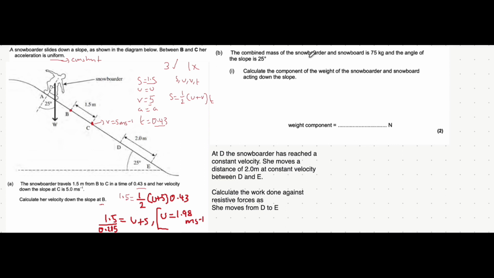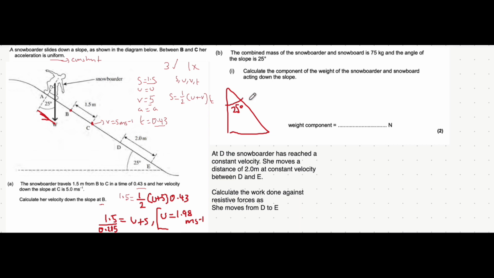It tells you the combined mass of the snowboarder and snowboard is 75 kg, and the angle of the slope is 25 degrees. Calculate the component of the weight of the snowboarder and snowboard acting down the slope. Acting down the slope is in this direction here. The weight acts vertically downwards, I'm sure you guys know that. So the component of weight that acts down the slope is this component here. What I'm hoping you guys are seeing is that it forms a right angle triangle with this component perpendicular to the slope. Let's draw out that right angle triangle. We know that this angle here is 25 degrees, the angle between the perpendicular to the slope and the weight.